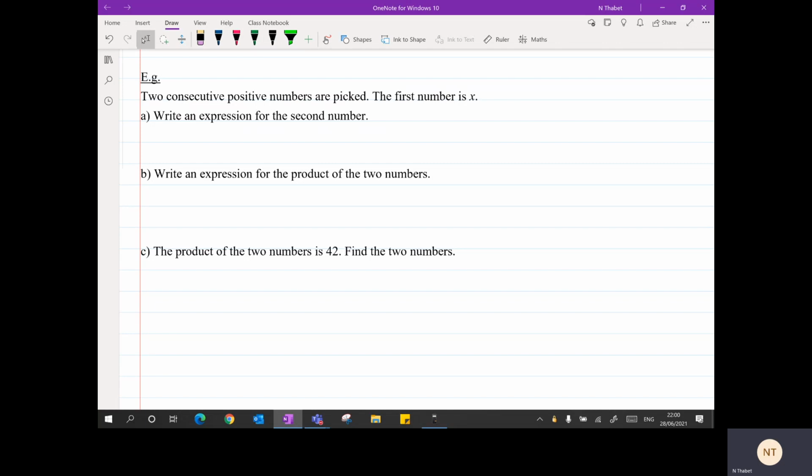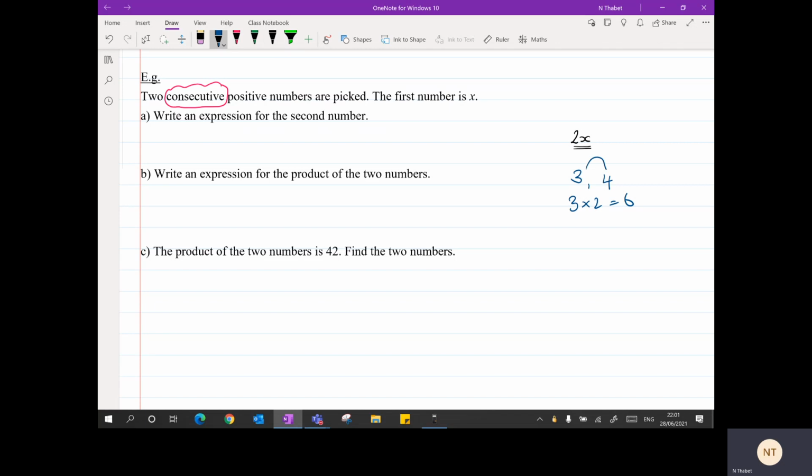A worded question says the following: 2 consecutive positive numbers are picked. Consecutive means one number after the other. The first number is called x. Write an expression for the second number. The second number is not 2x, because that means x multiplied by 2. So if the first number is, let's say, because we don't know what it is, 3, the next number up is 4. It's not 6. It's not 3 times 2, which is 6.